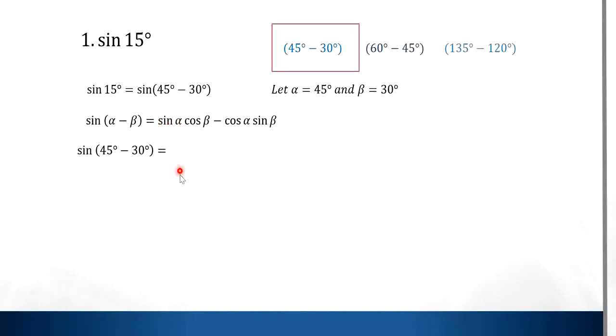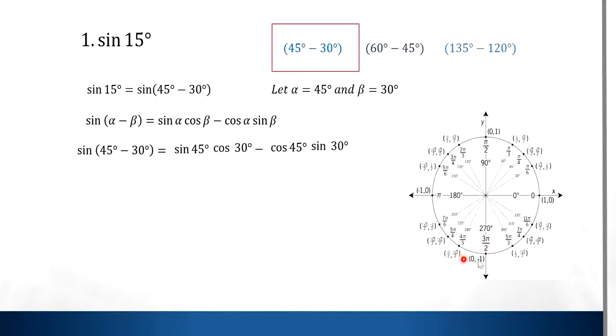Sine alpha now becomes sine 45 degrees. Our cosine beta becomes cosine 30 degrees. Copy the minus sign. The cosine alpha now becomes cosine 45 degrees and sine beta now becomes sine 30 degrees. After substituting the given values into our formula, we will be needing our unit circle. We need to find the exact value of these trig functions using our unit circle. First, let's find the value of sine 45 degrees.